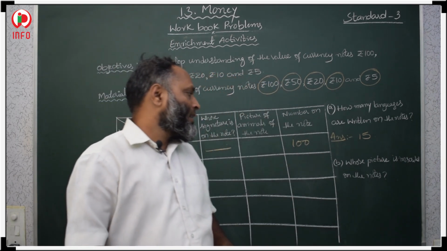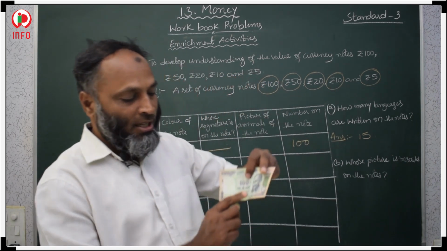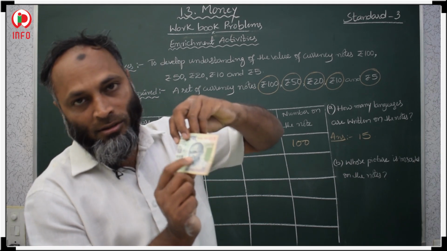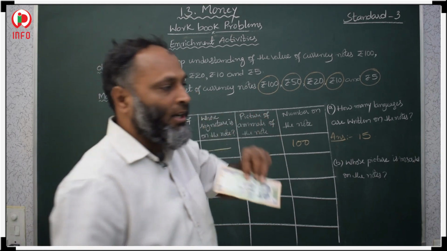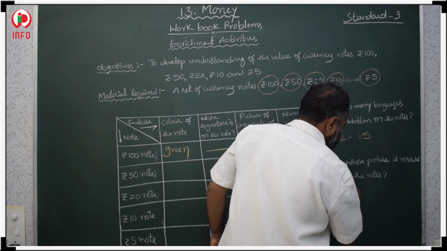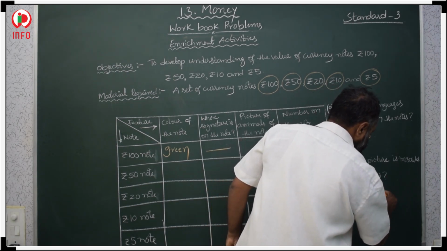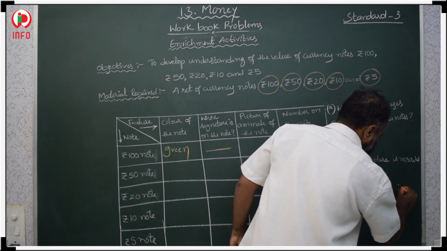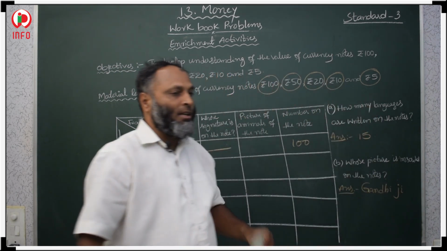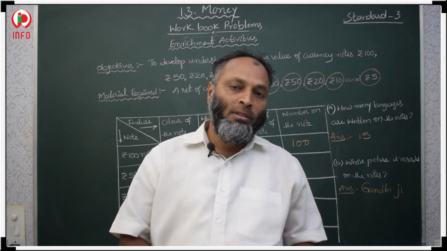Then whose picture is inscribed on the note? Whose picture? Gandhiji's picture. Okay, so here the answer is Gandhiji. Gandhiji's picture is inscribed on a note. Okay, okay students.